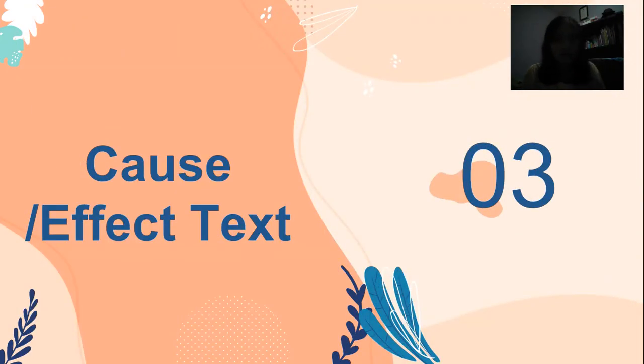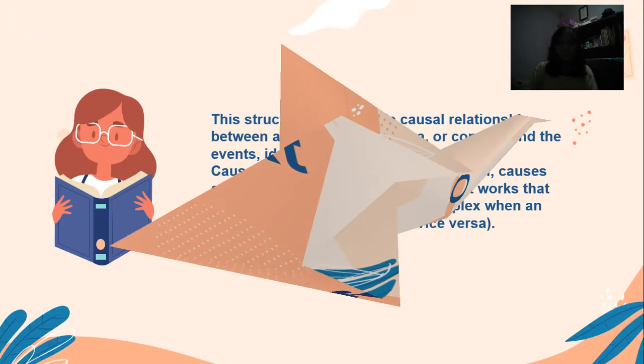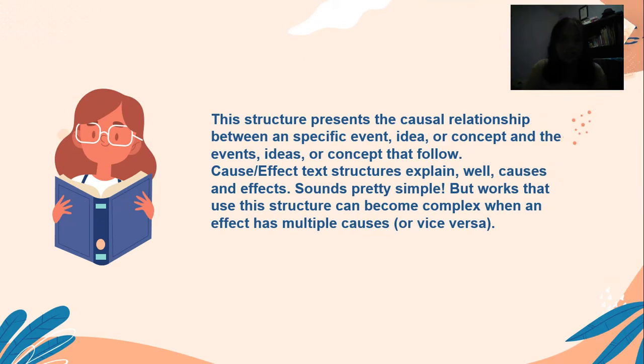And then third, I will explain about cause or effect text. This structure presents the causal relationship between a specific event, idea, or concept and the events, ideas, or concepts that follow. Cause or effect text structure explains causes and effects well.